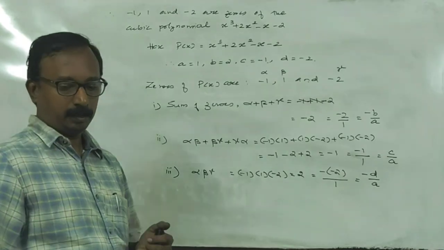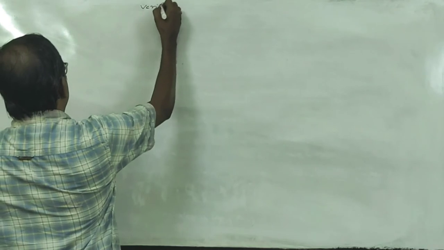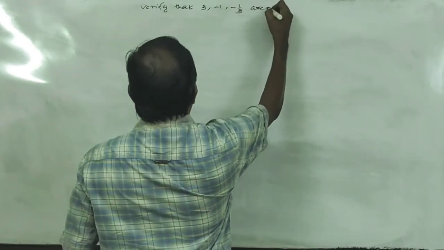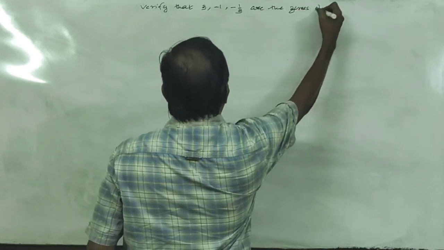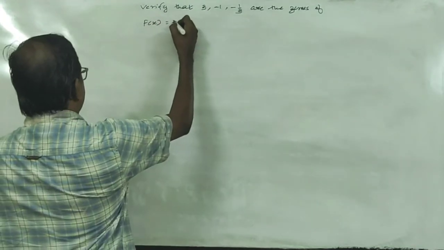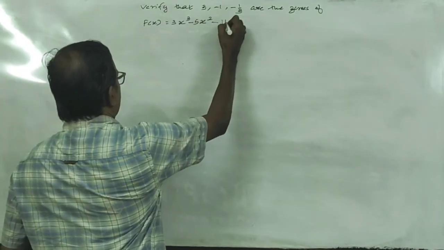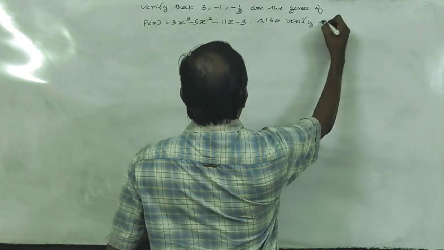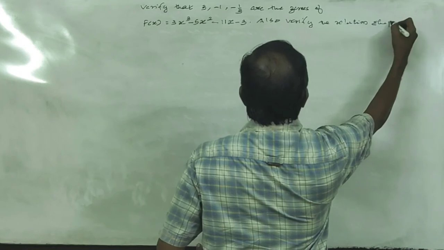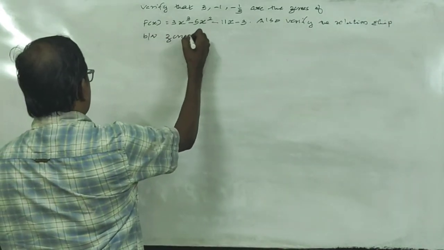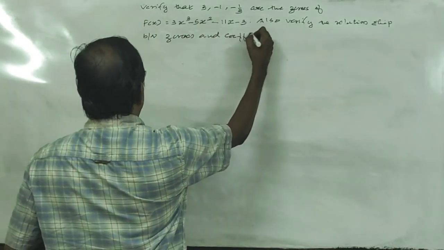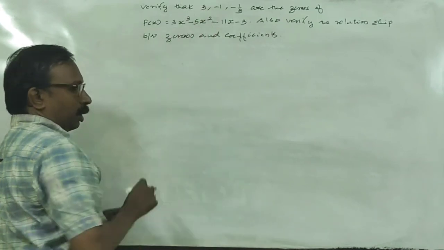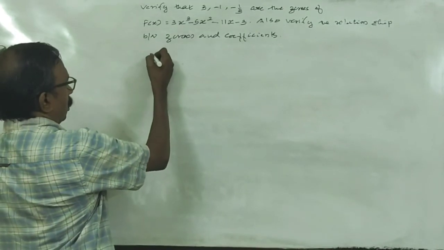Now let me take another question. Verify that 3, minus 1, minus 1 by 3 are the zeros of P of x is equal to 3x cube minus 5x square minus 11x minus 3. Also, verify the relationship between zeros and coefficients. Here, to find zeros, to check whether 3 is a zero of P of x, find P of 3.